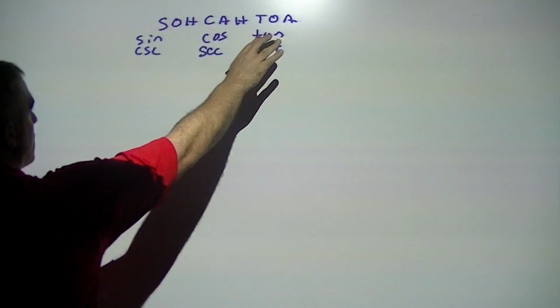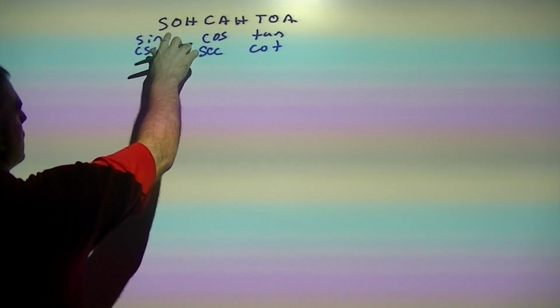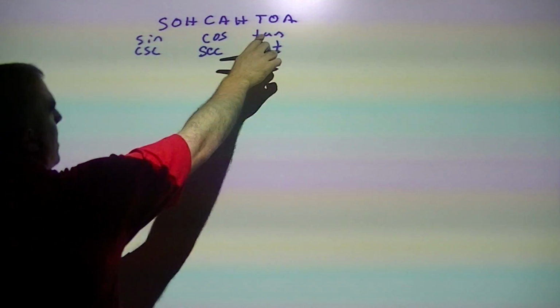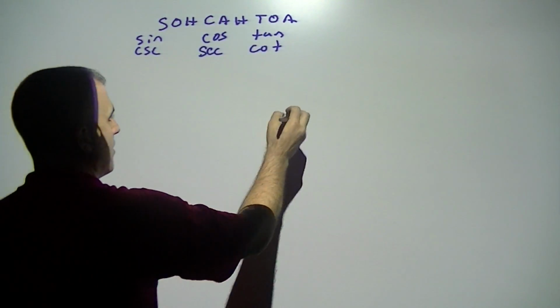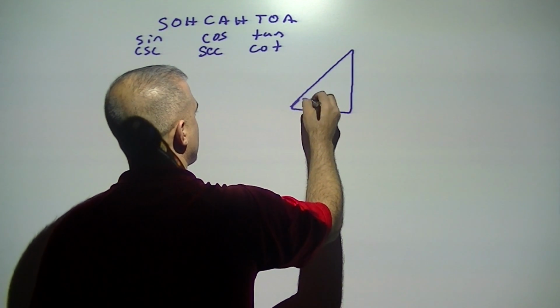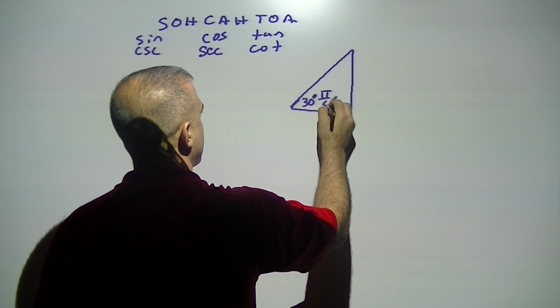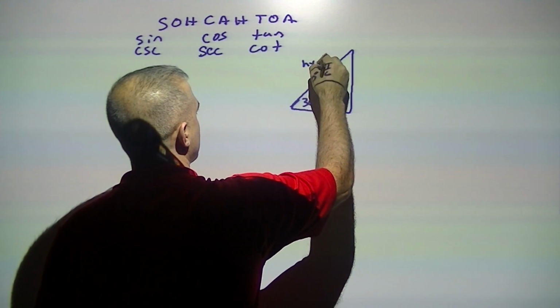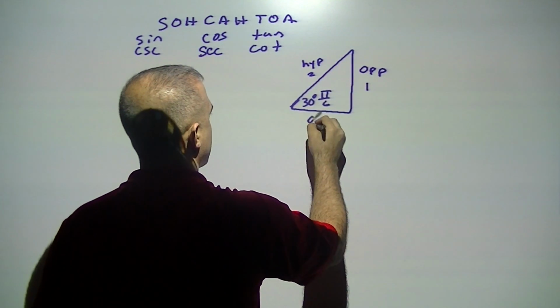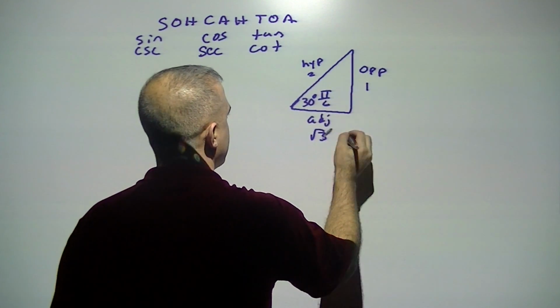Okay, first thing is SOHCAHTOA. Understand sine and cosecant linked to this one, cosine and secant linked to that one, tangent, cotangent linked to SOHCAHTOA. The next thing you're going to need is this concept of the triangle. So this is 30 degrees, pi over 6, where the hypotenuse would be 2, the opposite would be 1, and the adjacent would be square root of 3.